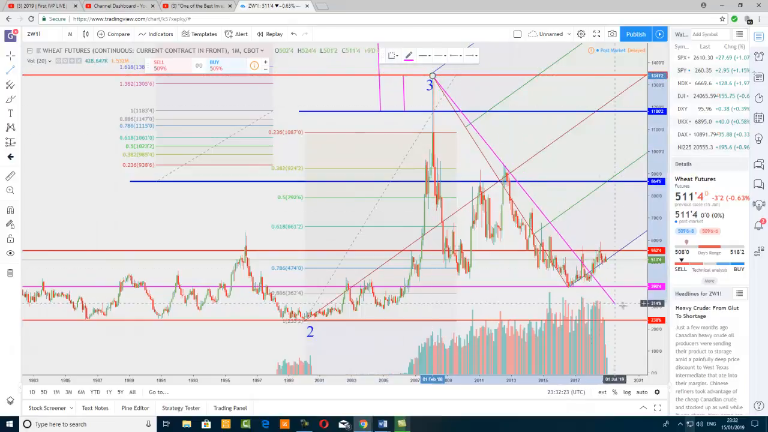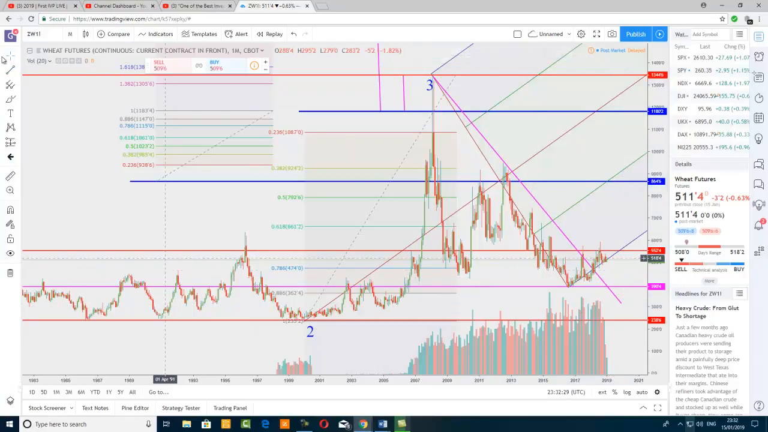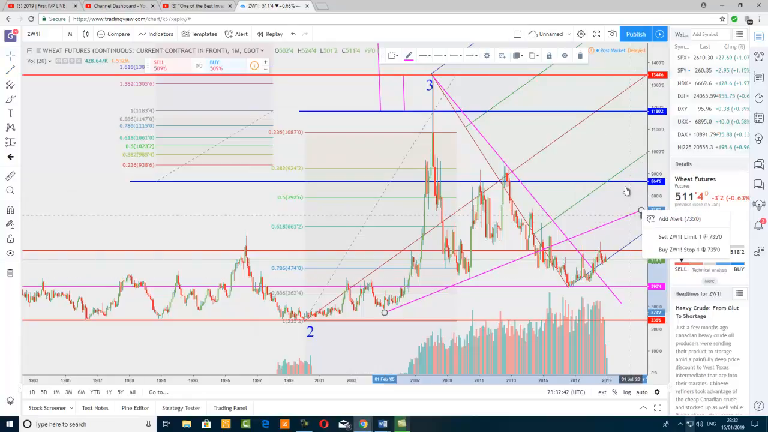So I'm drawing a trend line. See, you want to do that also. Map out the chart. That will save you all kinds of problems. A lot of Elliott traders do not map out their chart. Do not do that. Map out your chart.